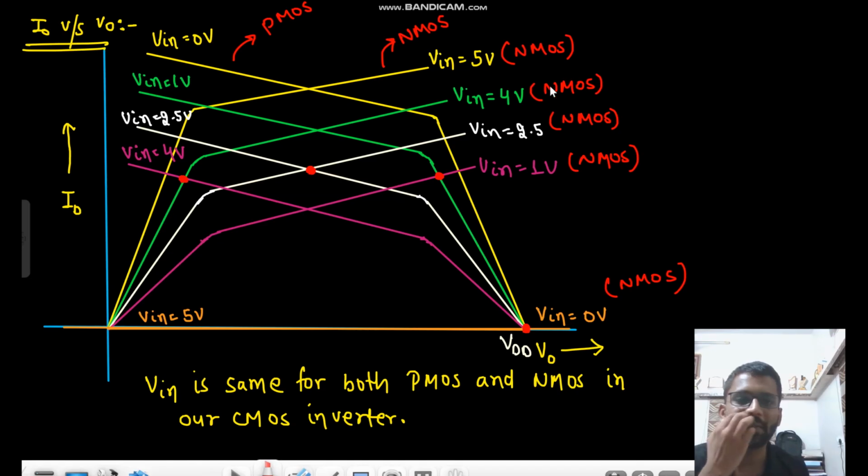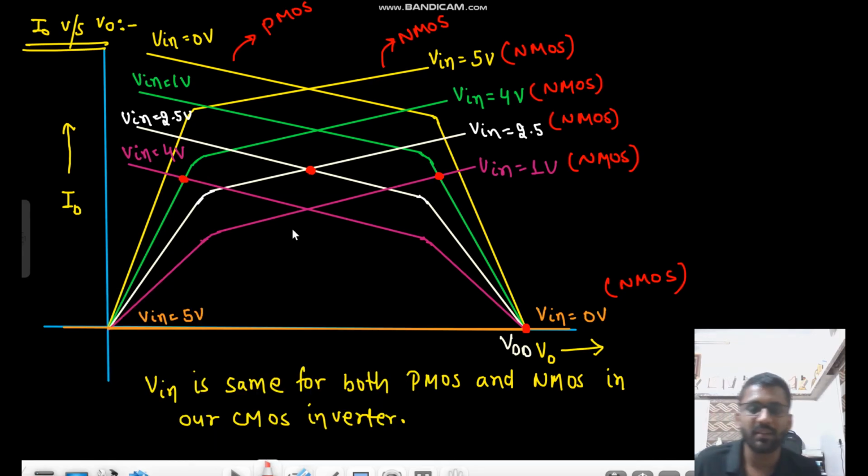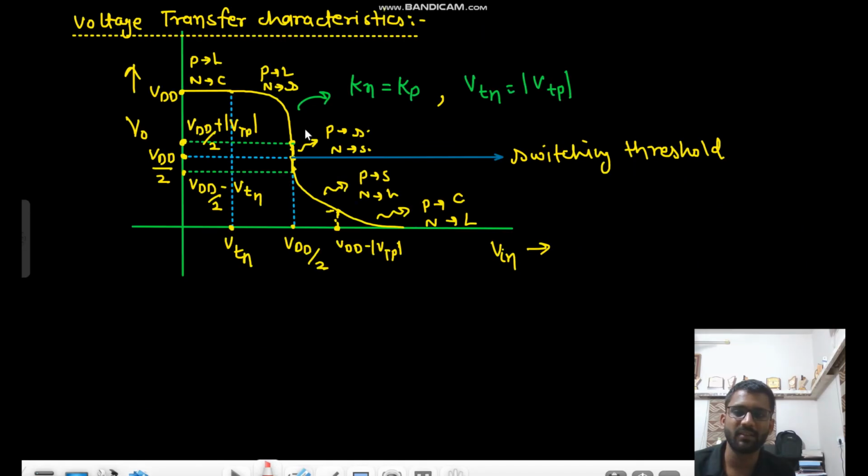Okay, did you understand? Now take V equals to 4 volt. This complete curve is V equals to 4 volt for NMOS. And for PMOS, what is Vin equals to 4 volt? This is Vin equals to 4 volt. At this point, right? So at that point, your NMOS is in linear region and your PMOS is in saturation region. Just see here. For 4 volts, your PMOS is in saturation region and your NMOS is in linear region, right?